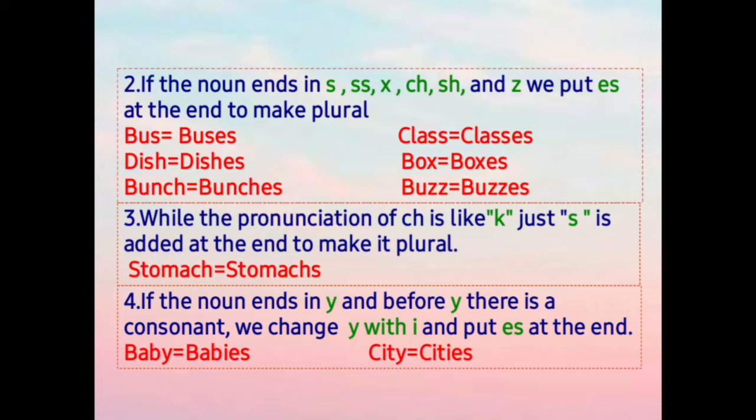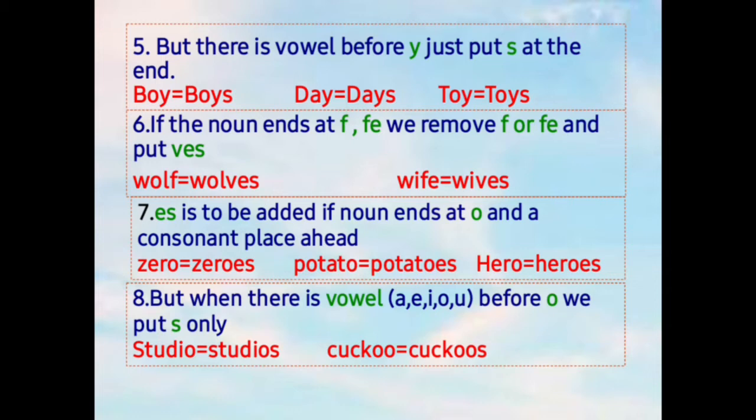The rule number 4 is, if the noun ends in y and before y there is a consonant, we change y with i and put es at the end like baby. Here we remove y and add i along with es, so it will be babies. City, cities.